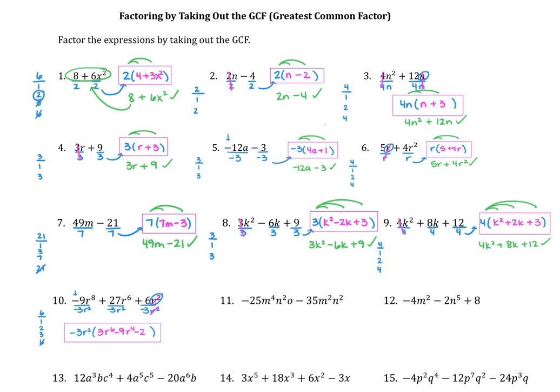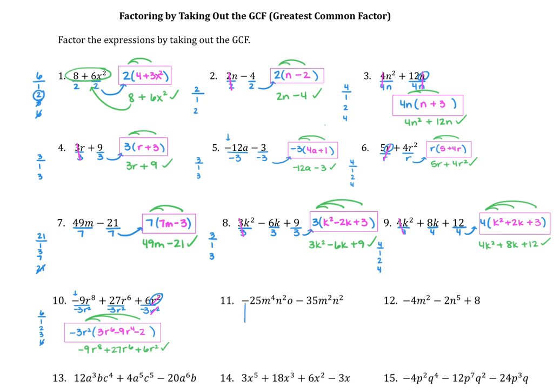Again, I can do my distributive property to check. -3 times 3 is -9. R squared times r to the 6th gives me r to the 8th. -3 times -9 is +27. R squared times r to the 4th is r to the 6th. -3 times -2 gives me +6, and I tack on my r squared. It matches my original problem. I've done it correctly.